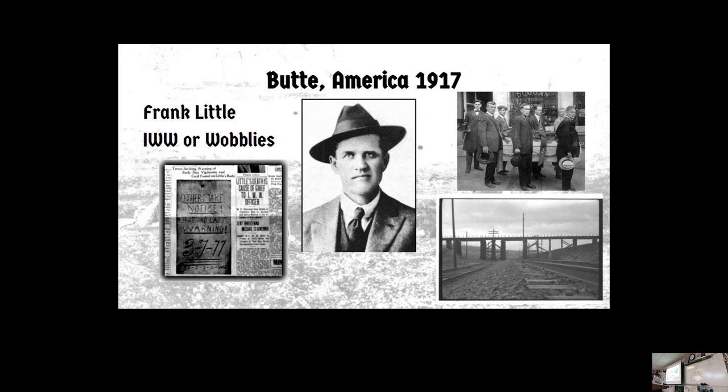Vigilantes, along with the Butte police, warned him. The American Liberty League came out and said, we will not allow you to speak. And they put this symbol out here, and this actually was on his body, 3-7-77.